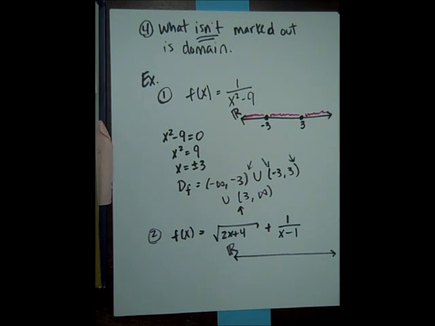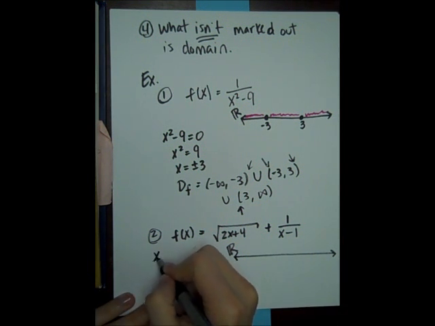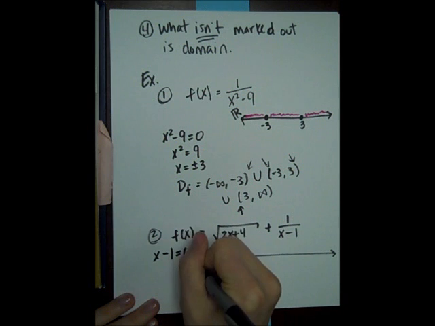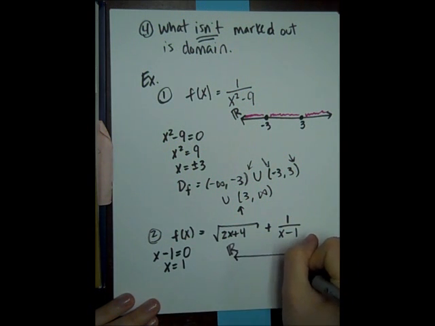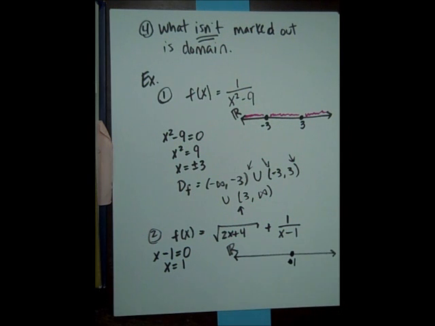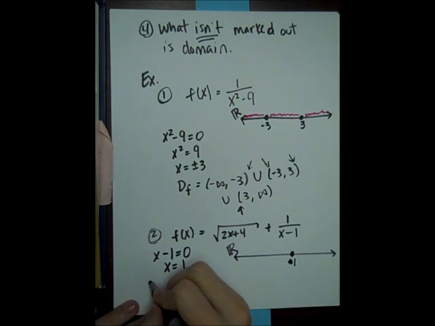Do I have any denominators in this problem? I do. I have this x minus 1, so I set it equal to 0. Solve for x. I get x is equal to 1. So I'll come up here, positive 1, and mark out 1. Next, I ask myself, do I have any even roots? I do. I have a square root. So I take what's inside the square root and set it less than 0.